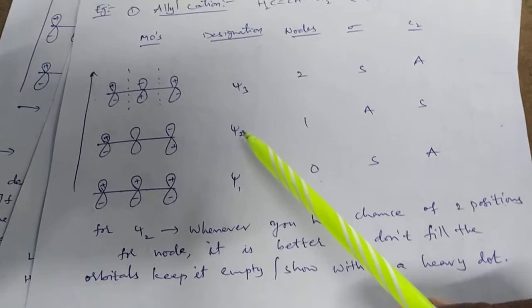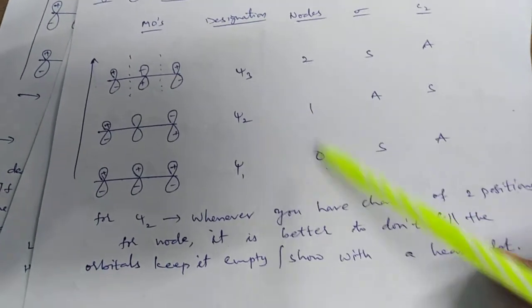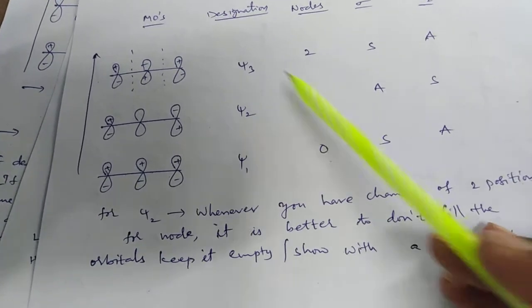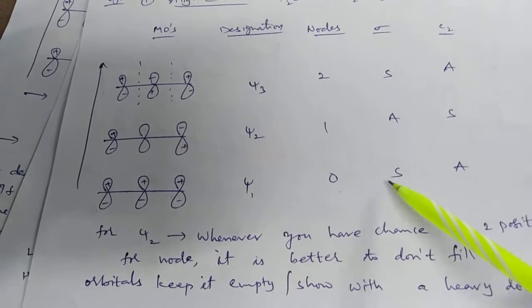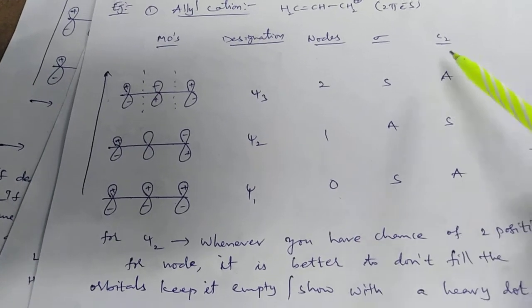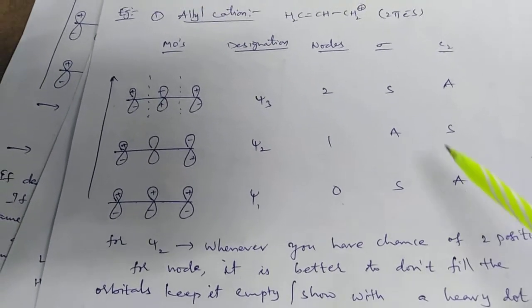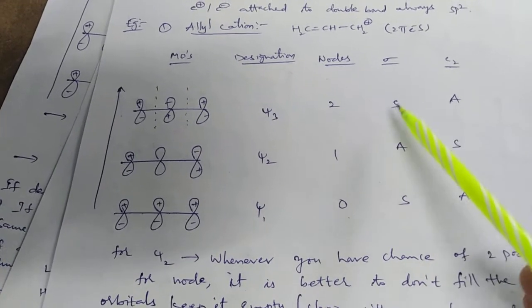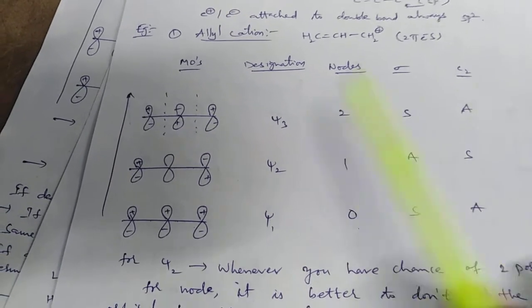Psi1 molecular orbital, Psi2 molecular orbital, Psi3 molecular orbital. Nodes are 0, 1, 2. And sigma is present for Psi1. It is symmetric. C2 is absent, antisymmetric. Sigma is A, C2 is S. Sigma is S, C2 is A for Psi3.